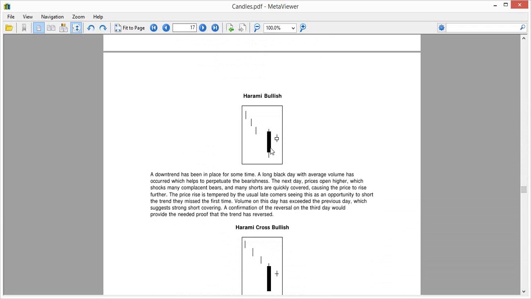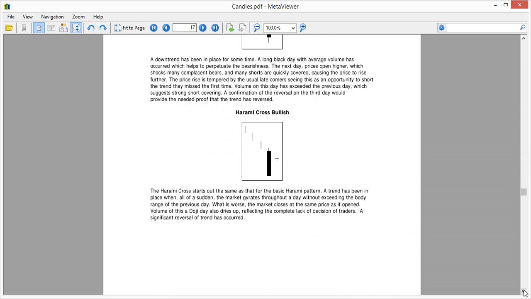So a strong body down, but the market on the next session is looking bullish. For a continuation, we want to close above the bearish candle, but this could be the start of it. The harami cross bullish.